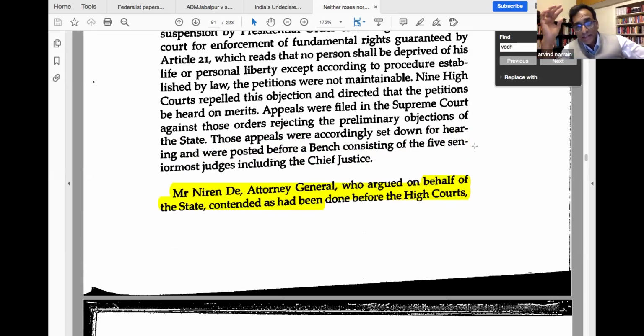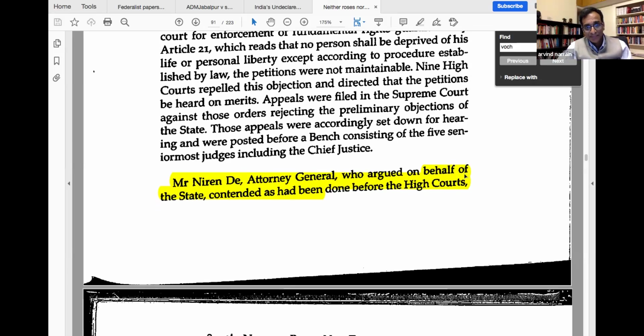Well, just before that, Nirinde was, of course, the Attorney General. In the arguments, he represented the Union of India, and the opposition, the people who were detained, were represented by a range of figures, right from Shanti Bhushan and Anil Devan to Nani Palkiwala to others. So just begin with what Nirinde had to say. Please read it.